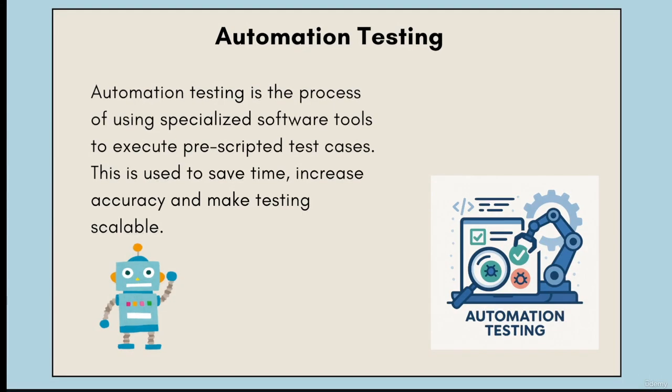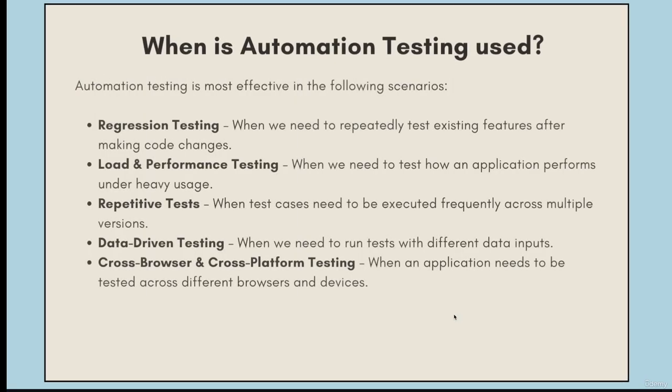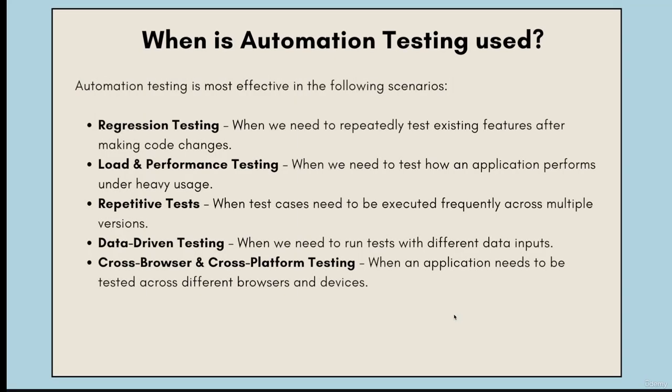Automation testing is the process of using specialized software tools to execute pre-scripted test cases. It's used to save time, increase accuracy, and make testing more scalable. Now, when is automation testing used? Well, it is most effective in the following scenarios.